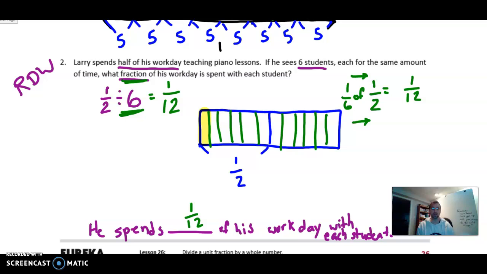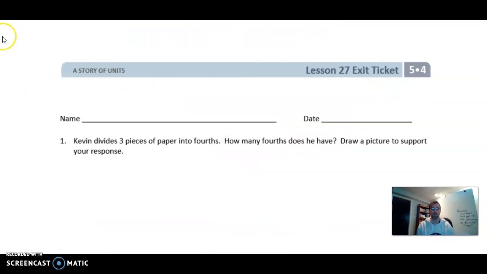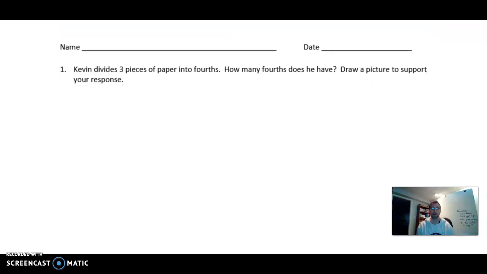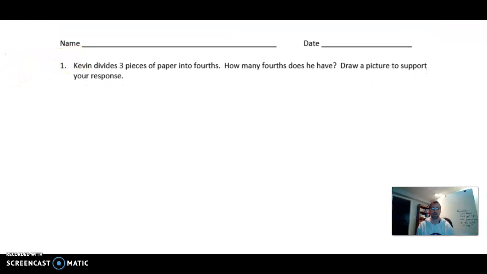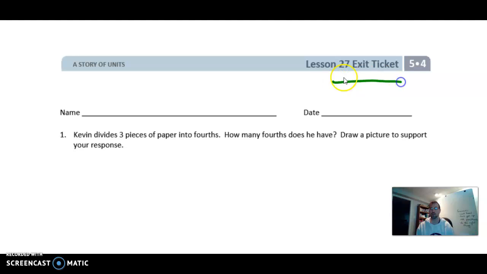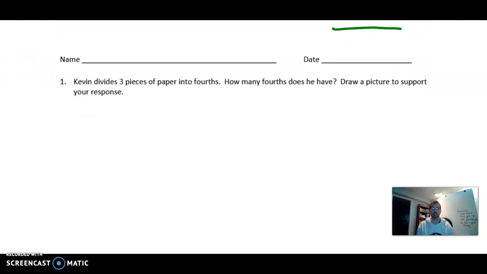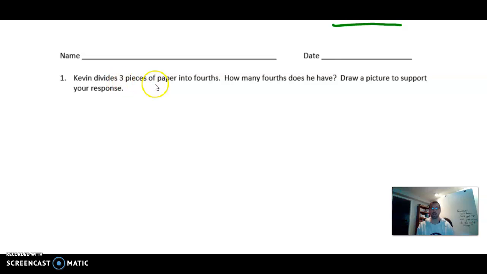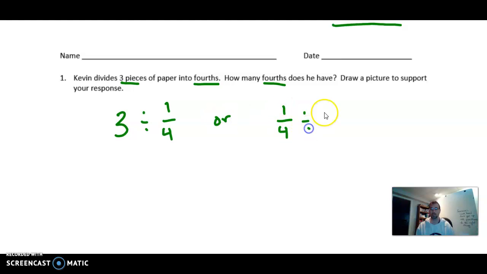And lastly, I'm not going to go ahead and answer this one. If you'd like to, you're more than welcome to. Okay? But we're looking at this one here. This was lesson 27, where you had to determine it yourself. Kevin divides 3 pieces of paper into fourths. How many fourths does he have? So we have 3 pieces and into fourths. Are we going to have 3 divided by 1/4? Or are we going to have 1/4 divided by 3? It's going to be one of those, isn't it?